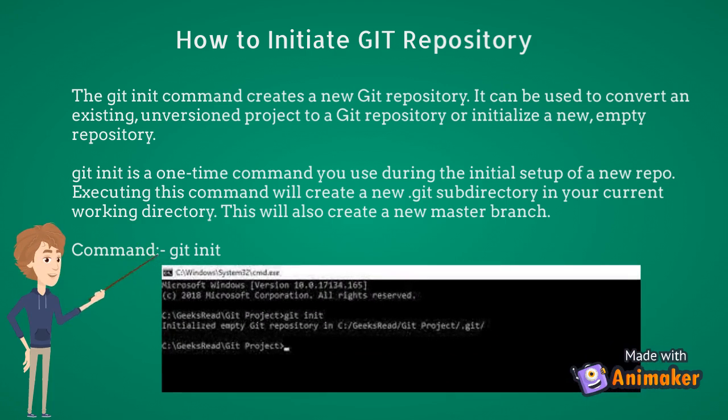Let's learn how to initiate Git repository locally on your machine. The git init command creates a new Git repository. It can be used to convert an existing, unversioned project to a Git repository or initialize a new, empty repository. Git init is a one-time command you use during the initial setup of a new repo. Executing this command will create a new Git subdirectory in your current working directory. This will also create a new master branch. Command to initiate Git repository locally is git init as shown on screen.